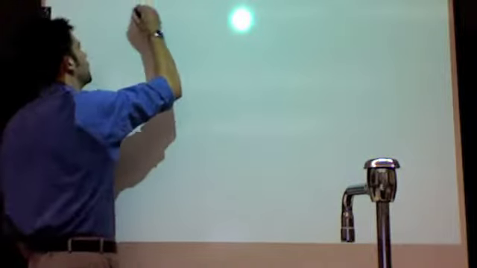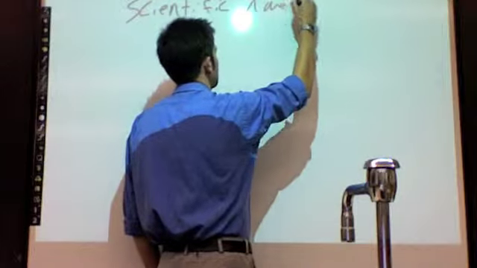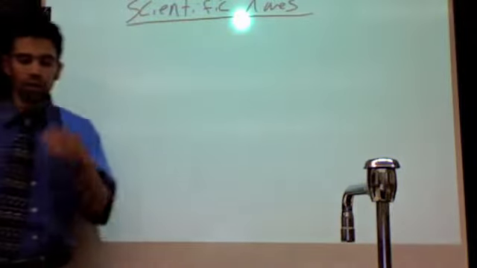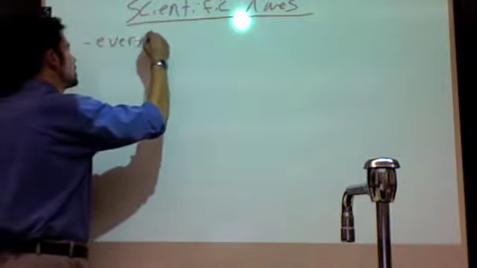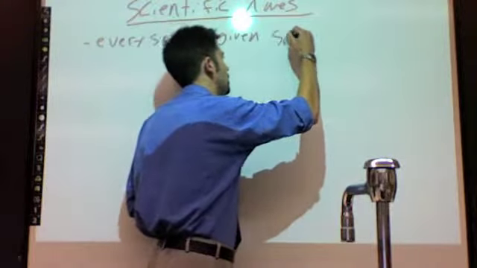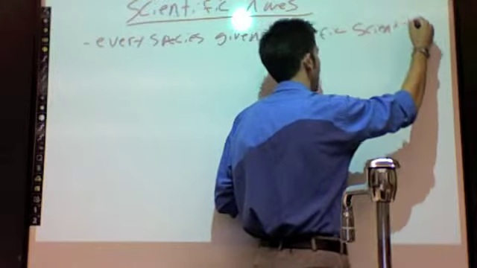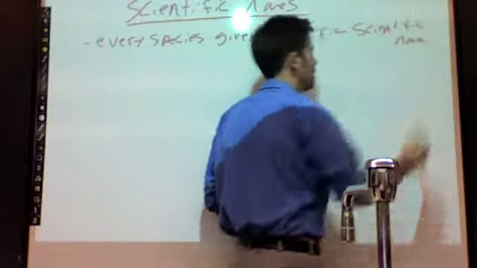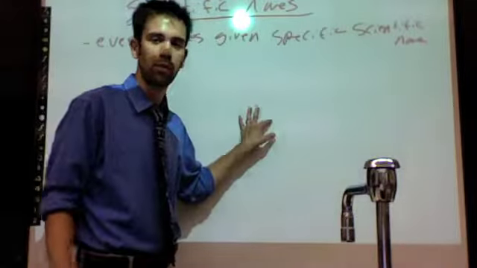Okay, so scientific names. All right, every species on Earth is given a specific scientific name. Okay? Every species given a specific scientific name. Okay? Every living thing. And when a new living thing is discovered, it's given a new name through the series of steps that we're going to talk about in just a second.